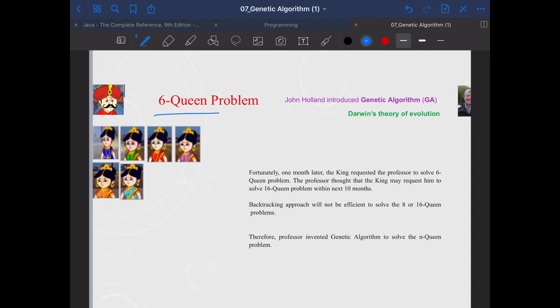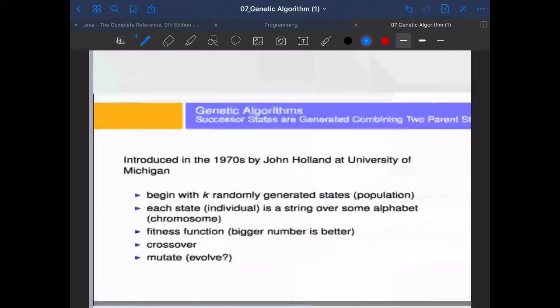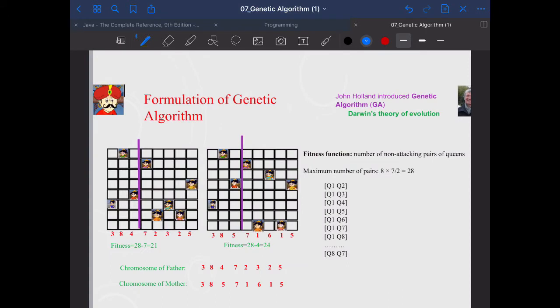And I guess you can understand that if the king had like 10-12 queens, it would be very hard for Mr. Holland to solve that using backtracking. So finally, the professor decided to make an algorithm, which is our topic of discussion today. There are a few things that we need to understand before going into genetic algorithm.